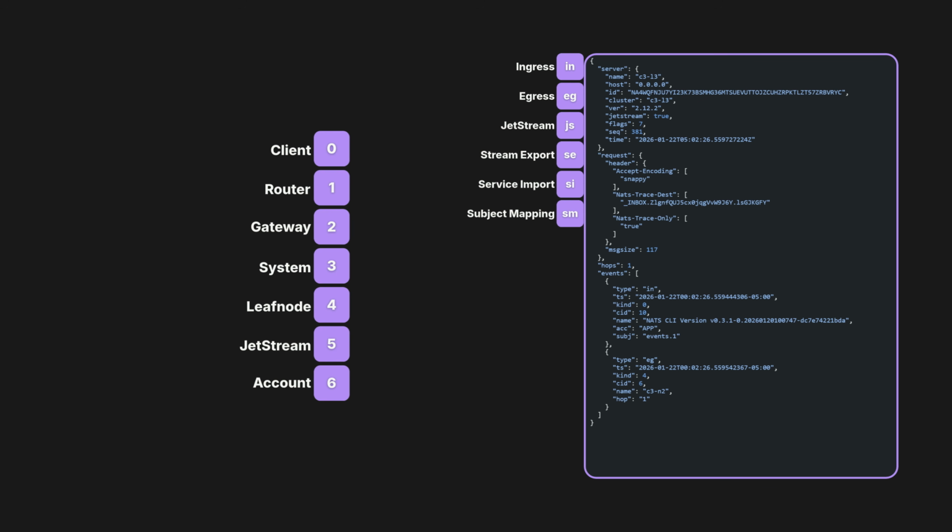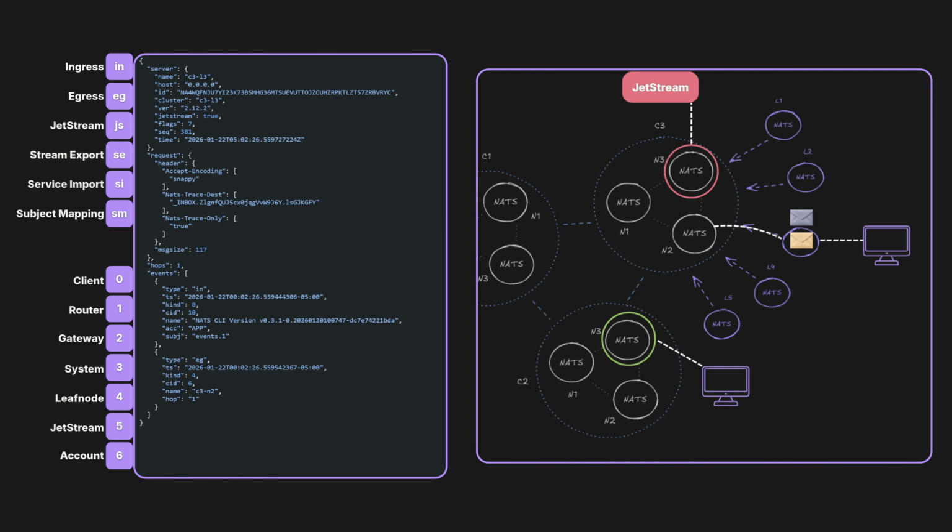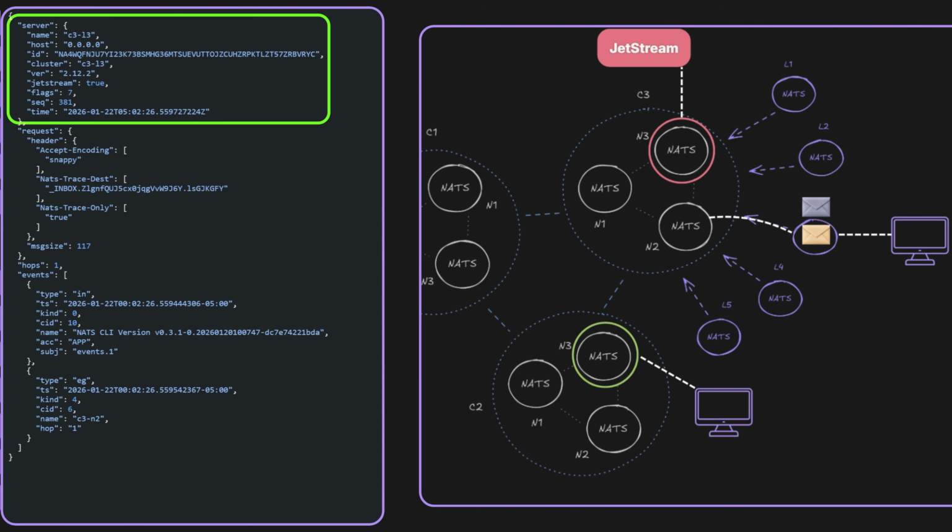Now for event kinds. These tell you what type of connection it was. So you can see your usual client, router, or gateway, and you also have leaf node and JetStream. And system and account are internal. Okay, now that we sort of have these legends, let's look at our message and see if we can break it down. First, let's look at the server portion of the message.